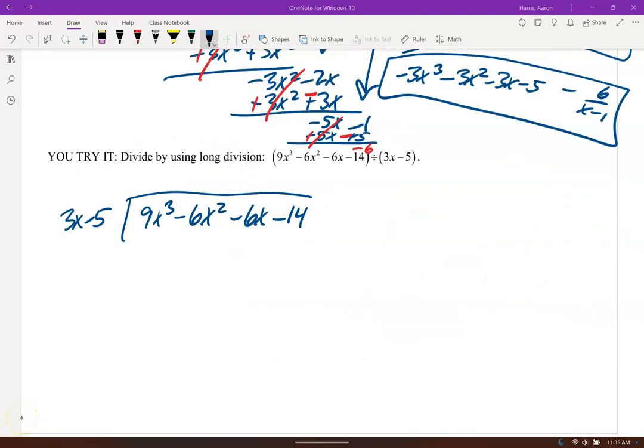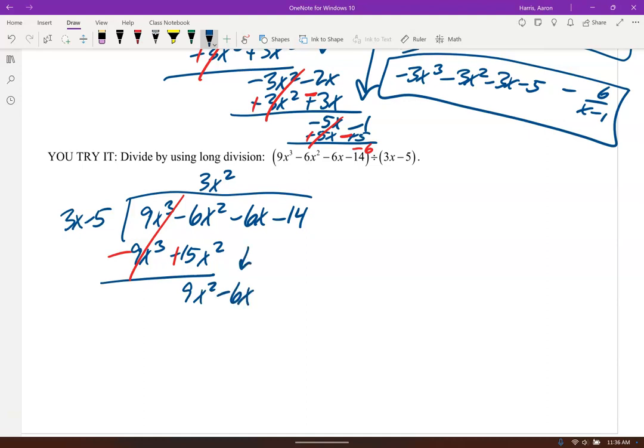Megan's got this perfectly done. So she put her dividend in there. Notice it goes down by degree. She's matching 9x cubed. So she went 3x squared first. 3x squared times 3x is 9x to the third. 3x squared times negative 5, negative 15x squared. Don't forget you've got to change those signs. So negative 6x squared plus 15x squared gives you 9x squared. Bring down the minus 6x.